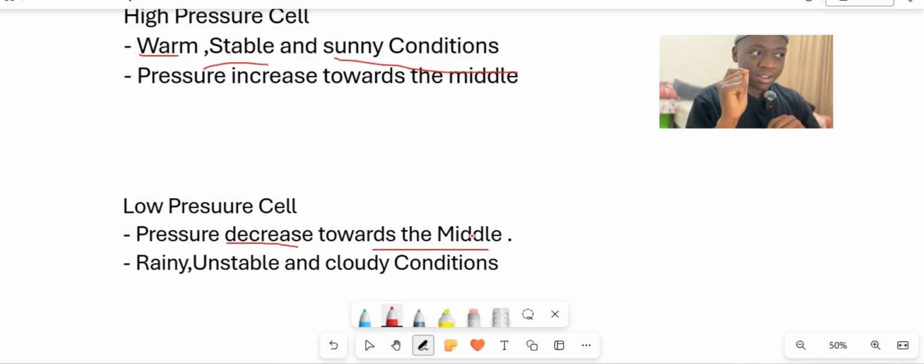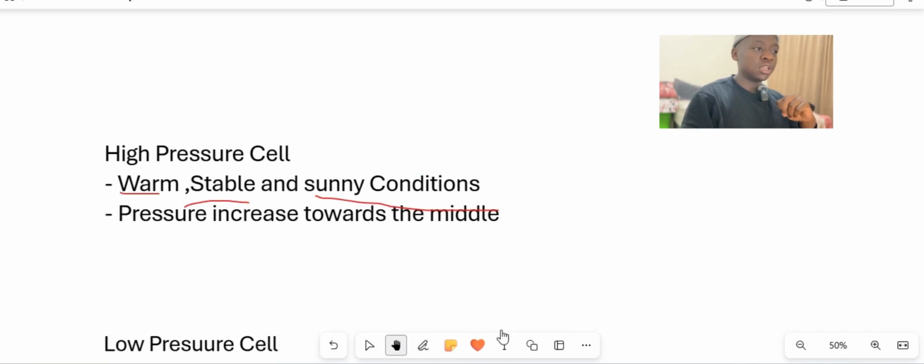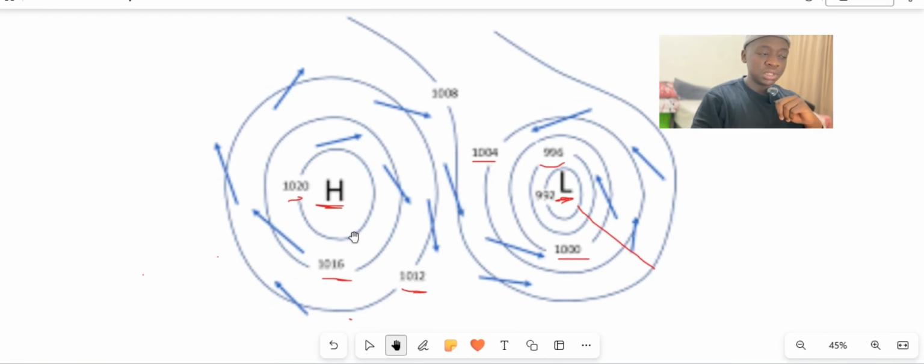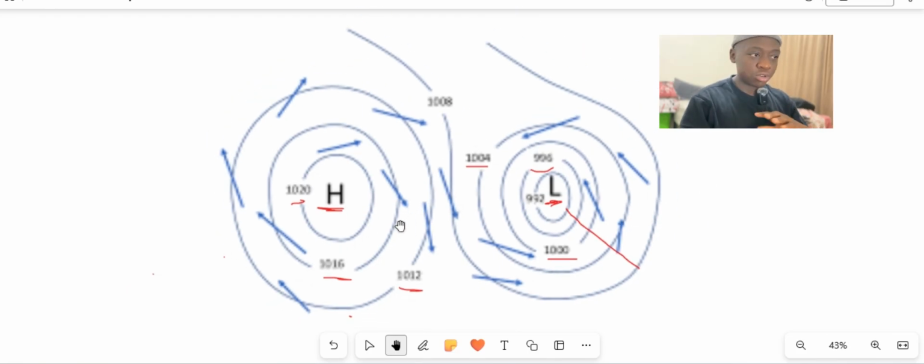But another thing you should notice is that a low pressure cell brings about rainy, unstable, and cloudy conditions. Always keep that in mind. Yes. So that is the two pressure systems wrapped up just like that. It is a small concept and an easy one to digest.